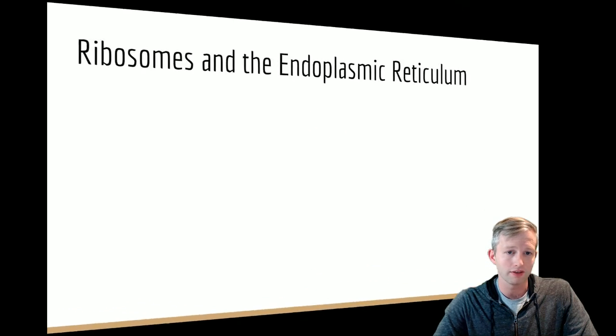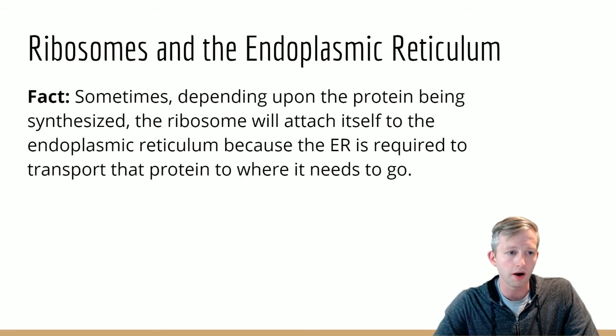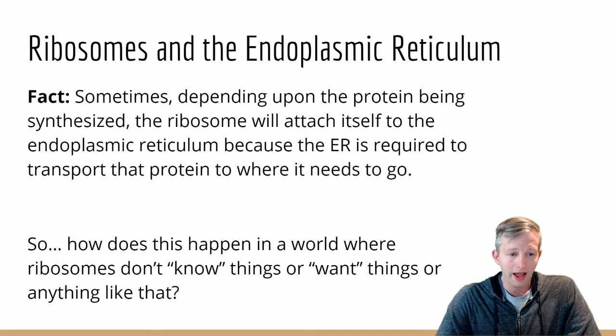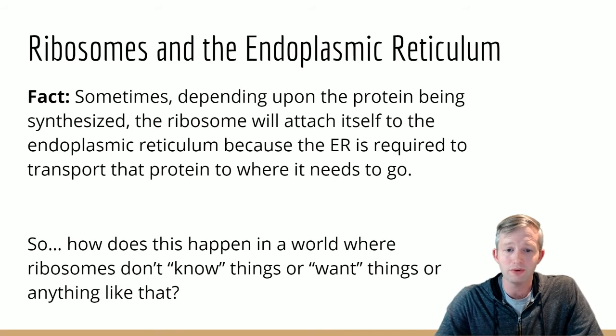So let's think about this some more with ribosomes and the ER. Here's a fact. Sometimes, depending upon the protein that's being synthesized, the ribosome will attach itself to the ER because the ER is required to transport that protein to where it needs to go. So my follow-up to that is, how does this happen in a world where ribosomes don't know or want or hope or dream for things? How does the ribosome know whether or not to land on the ER is the question.